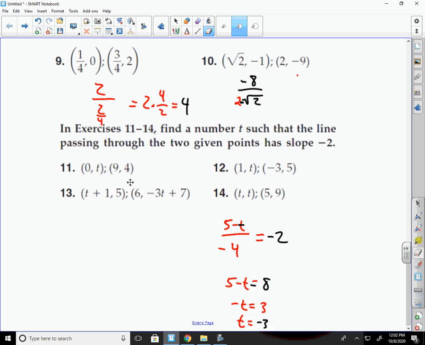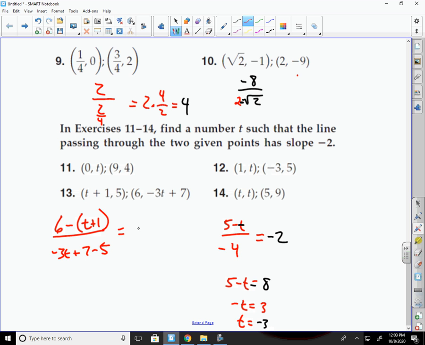Number 13. 6 minus t plus 1 on top. I'm sorry, I'm messing all kinds of things up. Then our y would be negative 3t plus 7 minus 5. That equals negative 2.